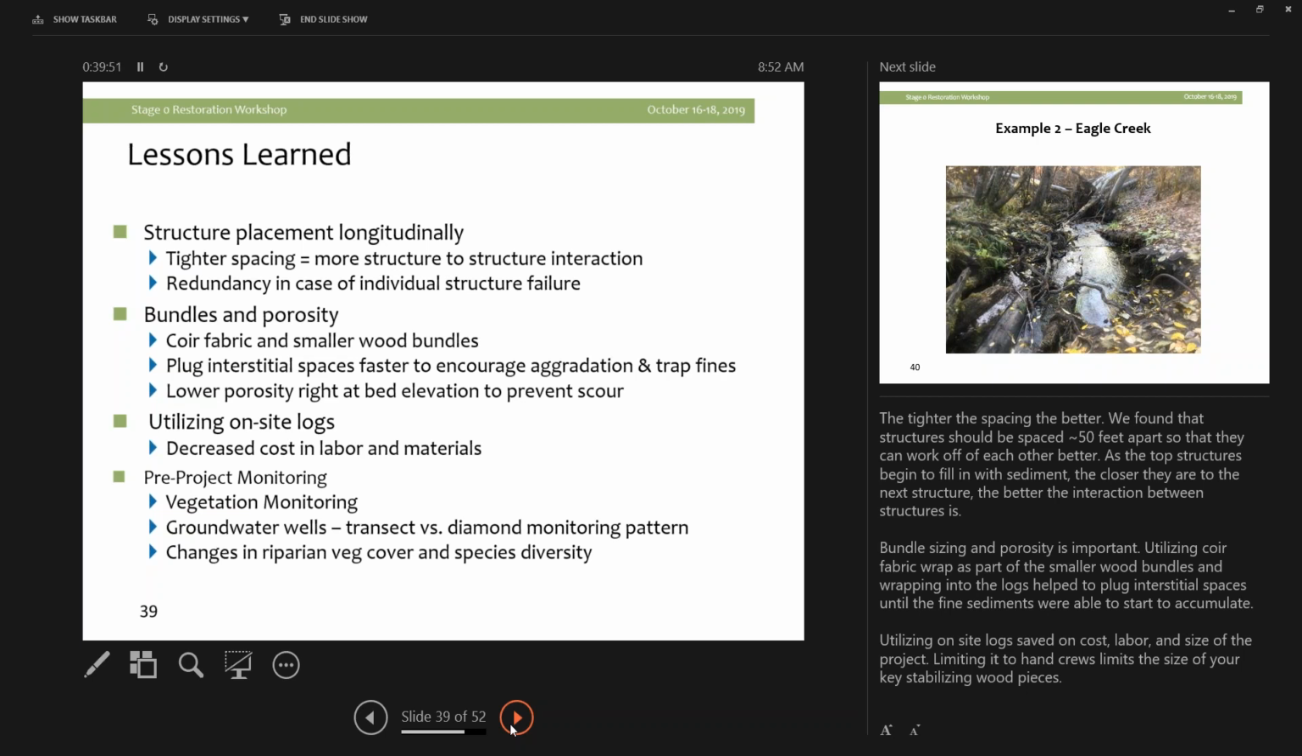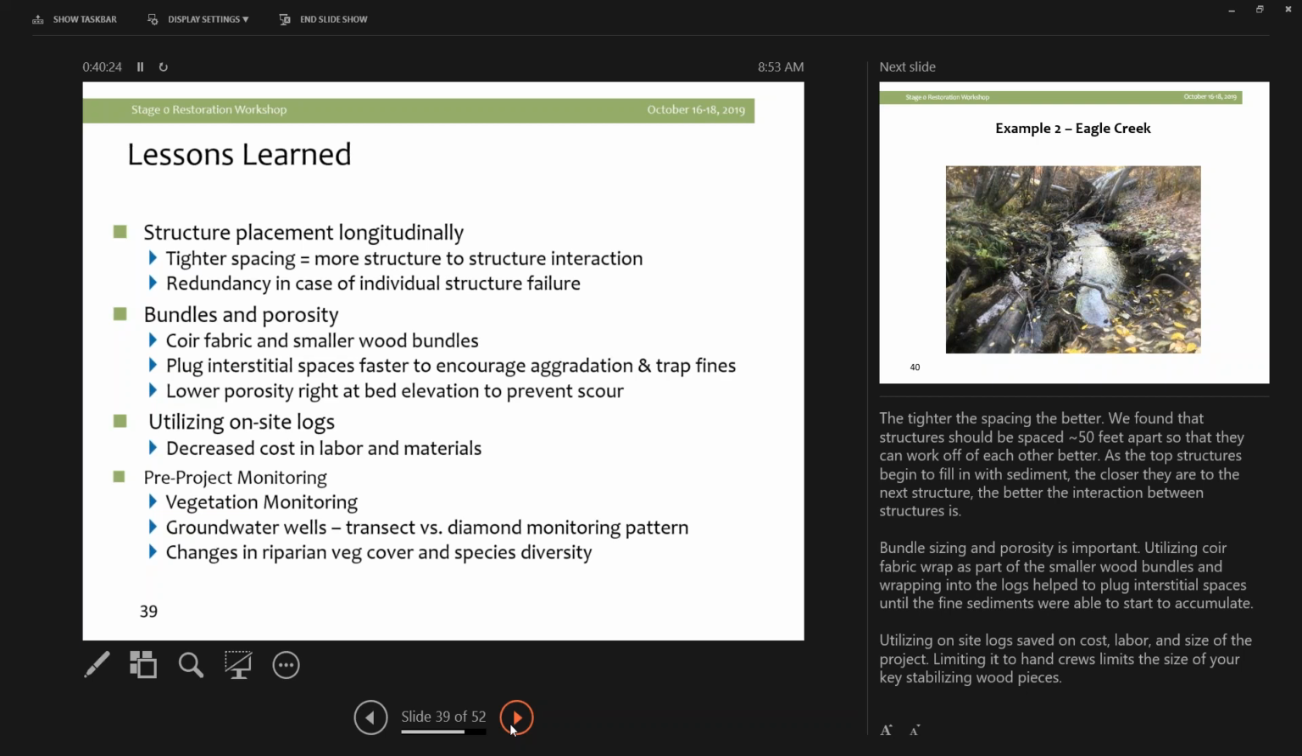And in talking with Pete, he can talk more about this, but he's pretty amazed about how effective that is. So he's trying a couple different methods on this phase 2 just to see how he could wrap the corner bundles and then wrap them within the larger logs as well, to just plug the interstitial spaces faster. And again, really important having the lower porosity right at that elevation to prevent scour. So that is a key part to our design.